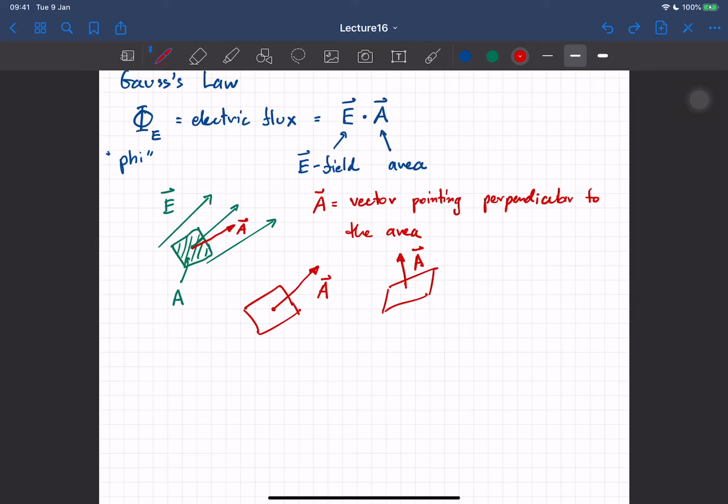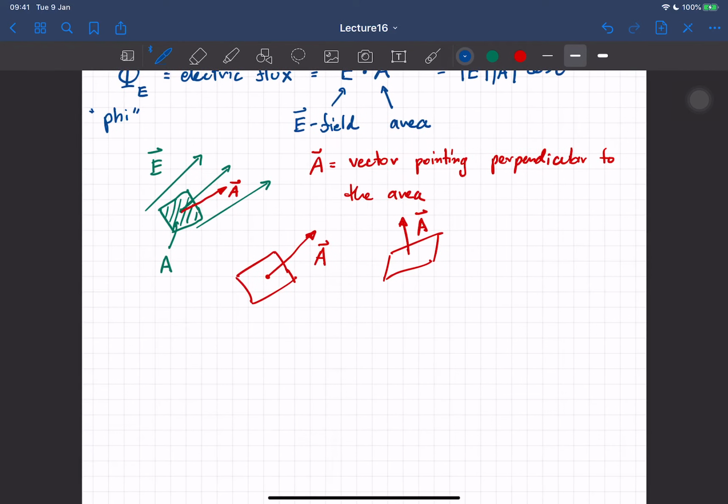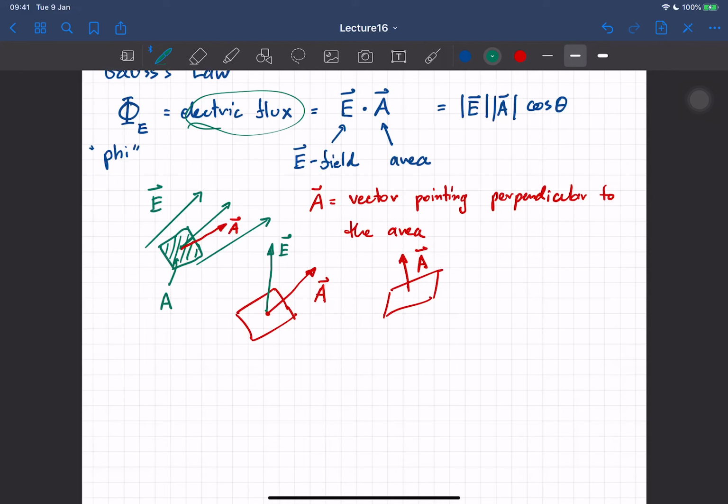Okay, so now that you know what the vector A is, you can calculate the dot product between electric field and the area vector A. That's going to be just the electric field magnitude times the area magnitude times cosine of the angle between them. So if, for example, you have the situation where electric field is pointing up in this case, the electric flux is this electric field multiplied by this area multiplied by cosine of the angle between them. That's the definition of the electric flux.